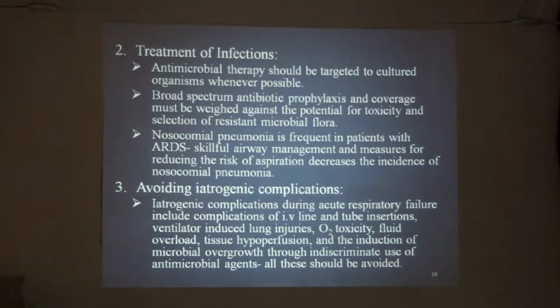And then avoiding iatrogenic complications. Iatrogenic complications during acute respiratory failure include complications due to IV lines, due to endotracheal intubation, most important is ventilator-induced lung injury, oxygen toxicity, fluid overload, tissue hypoperfusion, and the induction of microbial overgrowth through the indiscriminate use of antimicrobial agents. All these should be avoided.